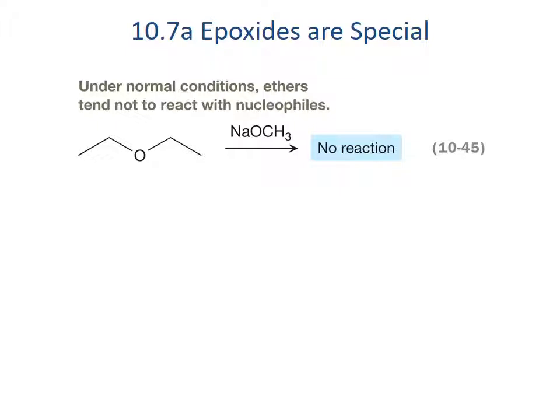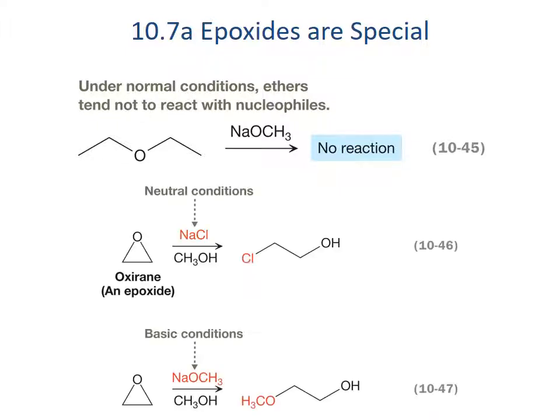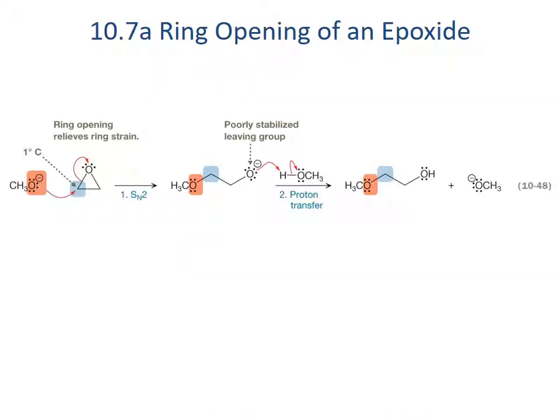Ethers normally aren't particularly reactive because the product would be no more stable than the reactant, and the transition state is fairly high in energy. However, substantial ring strain makes oxiranes, also called epoxides, much more reactive, and they can react under pretty much any conditions, even with weak nucleophiles. The first elementary step in these cases is the rate limiting step. But now, even though the leaving group is poorly stabilized, the ring opening makes the product more stable than the reactant and allows the epoxide ether to react in basic or neutral conditions.